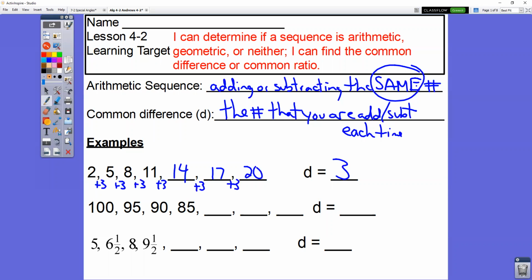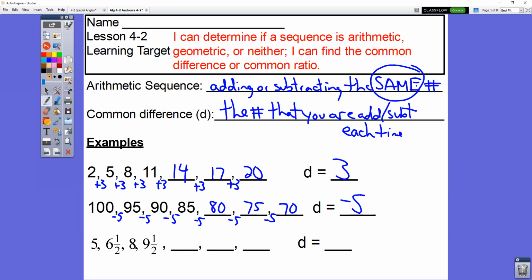100, 95, 90, 85. What we're doing each time is subtracting by 5. You could also say that it would be adding by -5. Those mean the same thing. But we're subtracting by 5 each time. So 85 minus 5 is 80. Minus 5 is 75. Minus 5 is 70.